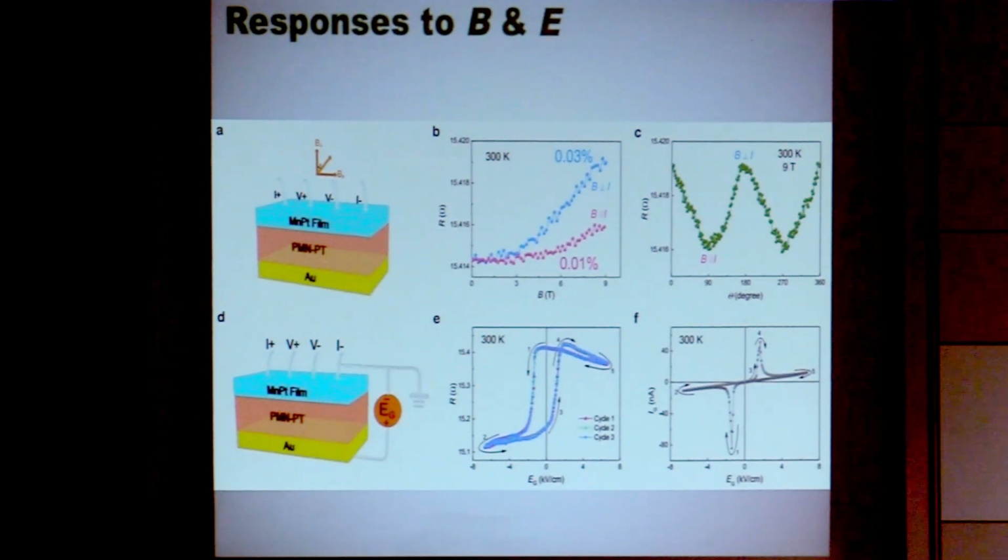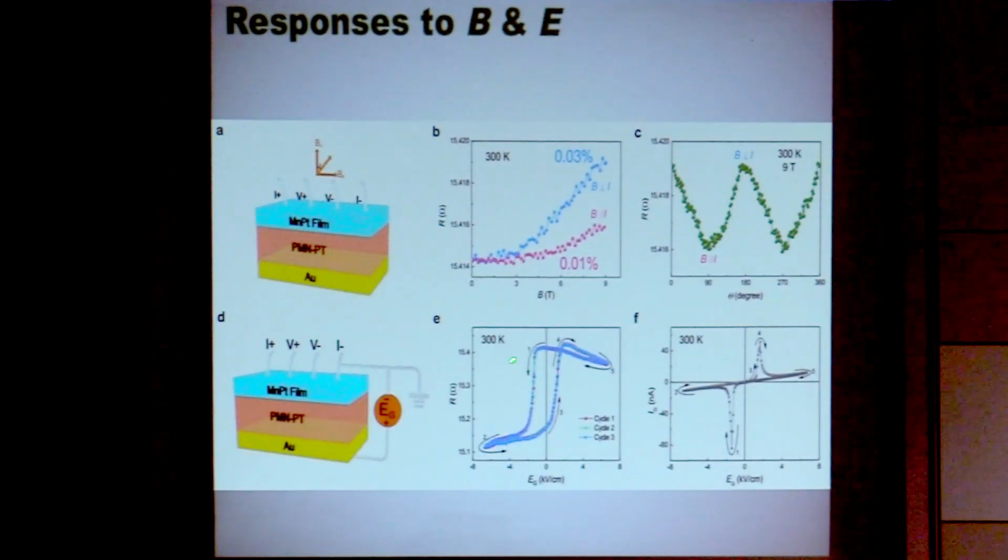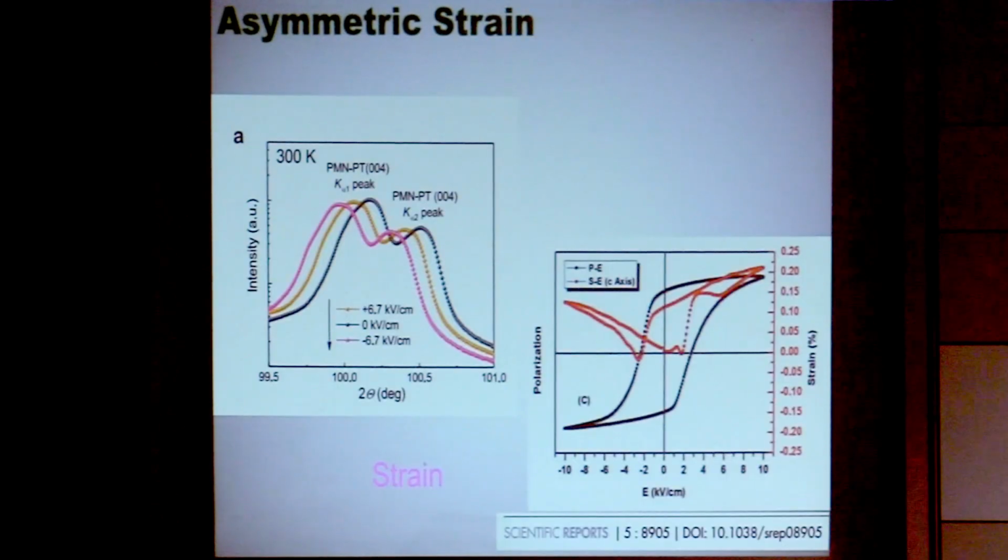0.01%. But if we apply this piezoelectric strain, or electric field, to this film, we found that the resistance at room temperature could change by about 2%. That's 2 orders of magnitude higher than this magnetic resistance. If we look at our resistance curve versus the electric field, we found it's quite similar to the piezoelectric strain curve of the PMPT itself.